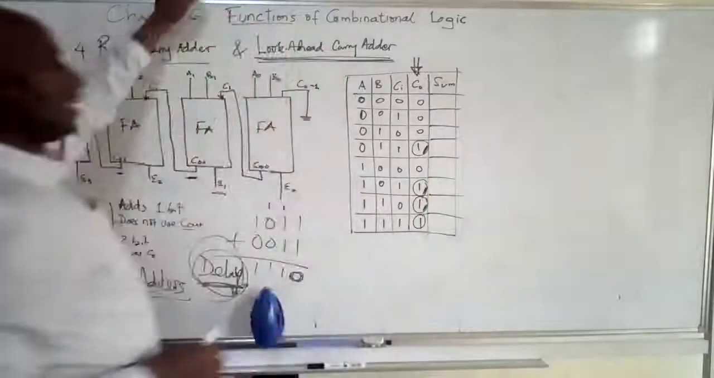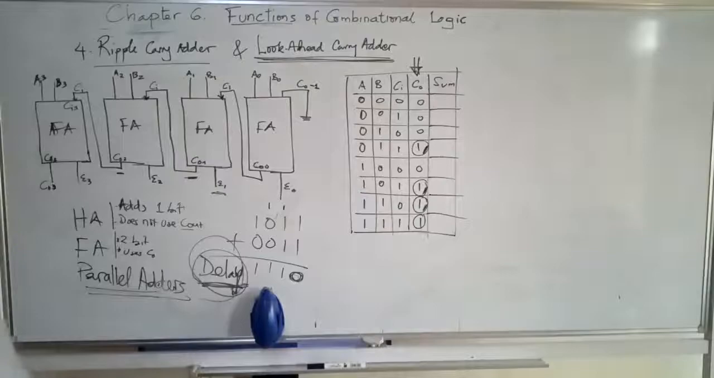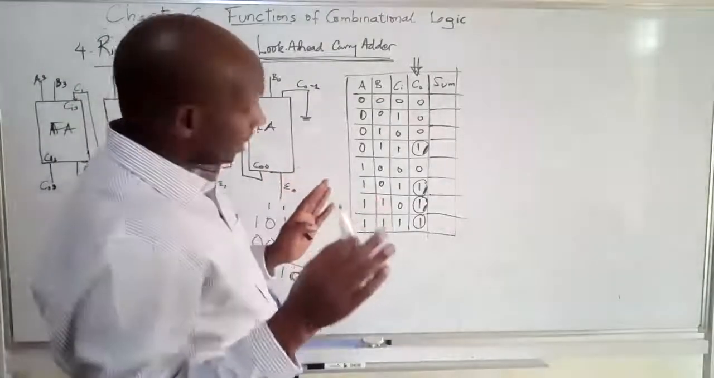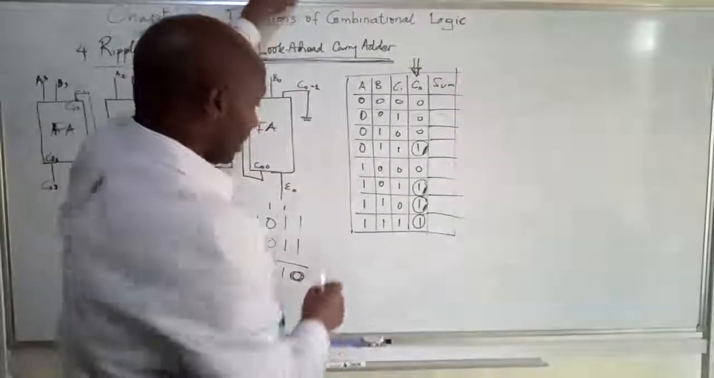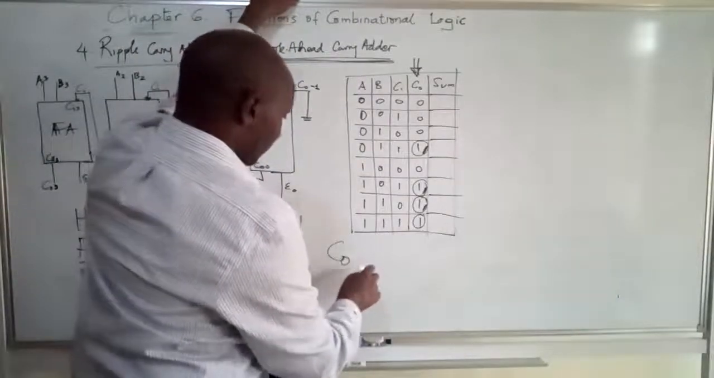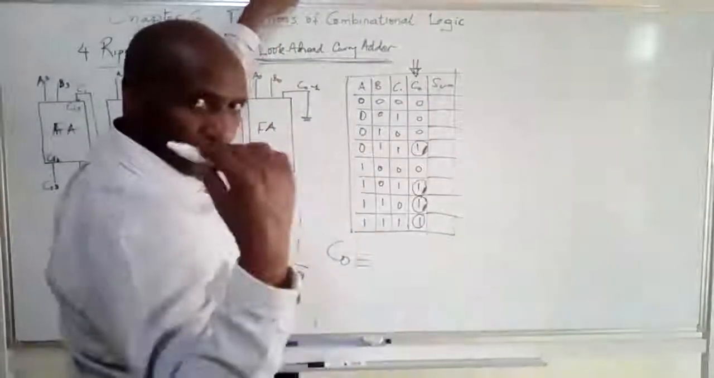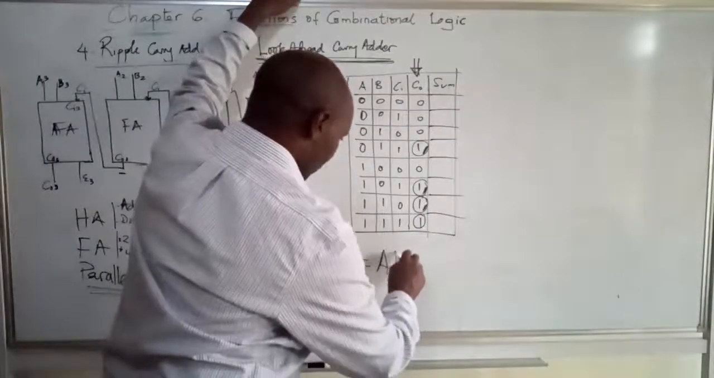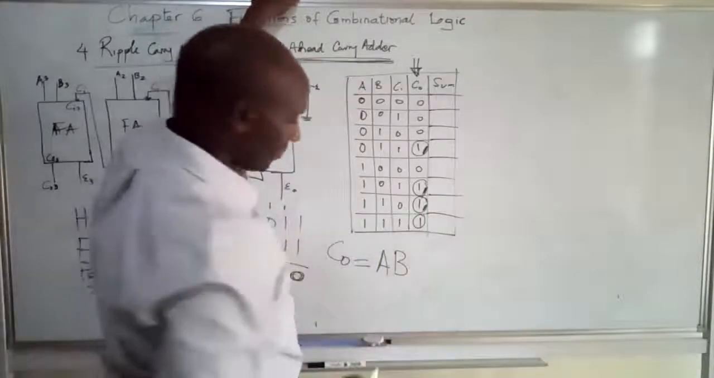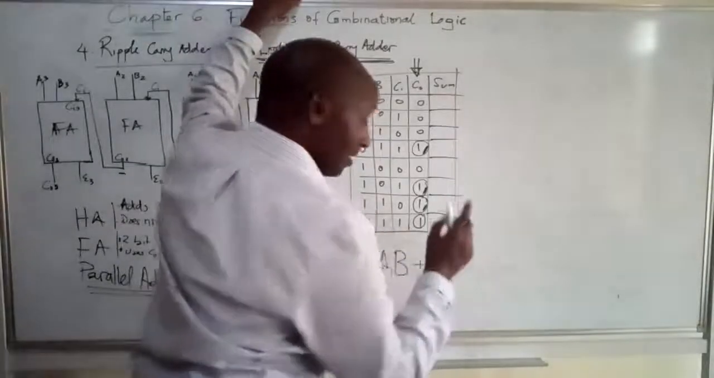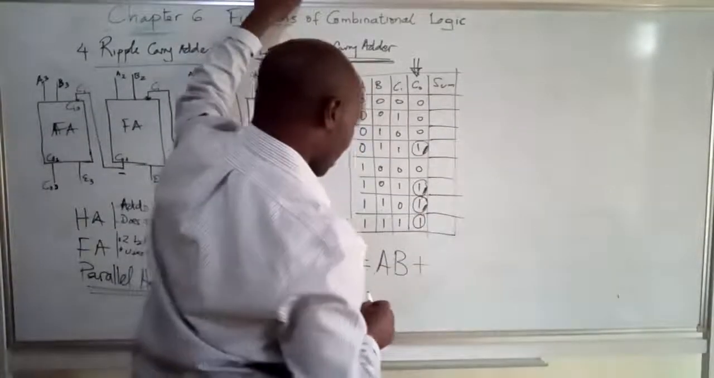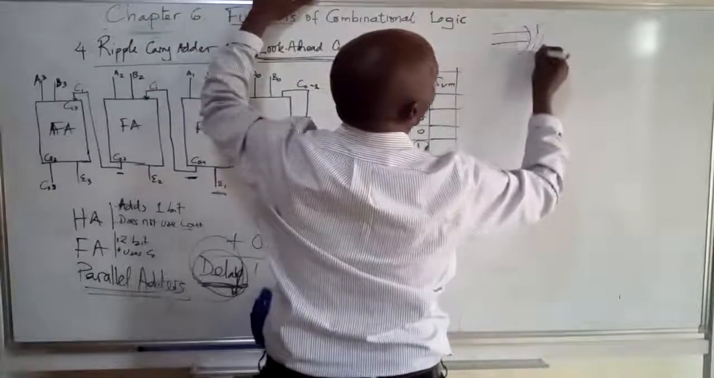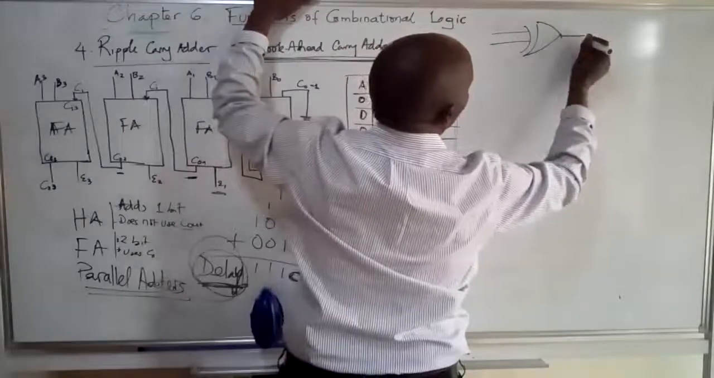Good. See that? Now, considering this, and remember the carry out in the full adder, we have seen that the carry out is equal to A and B, plus, in the OR gate, or if you want, I can draw. Remember this, please.